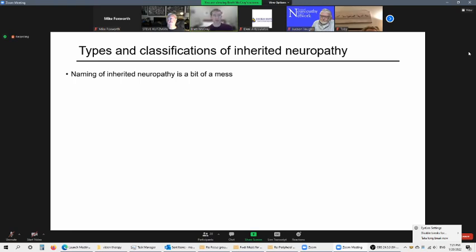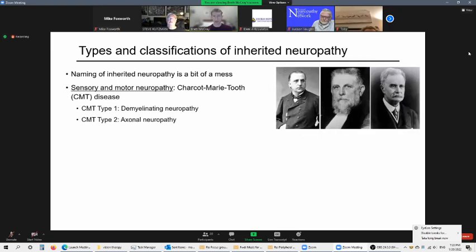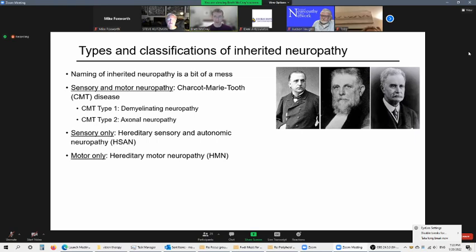So the classifications of inherited neuropathy are pretty messy. It's mostly named after these three people who coined the term Charcot-Marie-Tooth disease. This really is an umbrella term for now almost 100 different kinds of hereditary neuropathy. But it's broken into type 1, which is demyelinating neuropathy, and type 2, which is axonal. But then there are also more limited forms that only affect sensation or only affect the motor system.